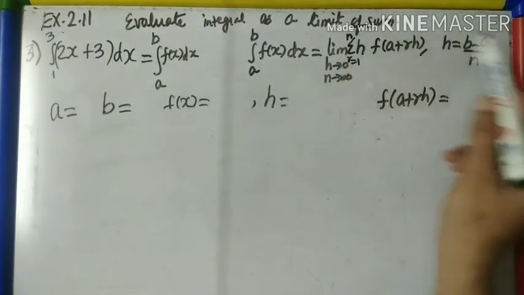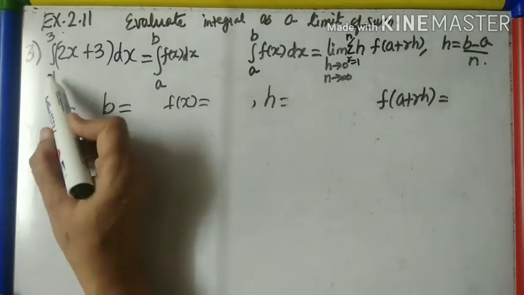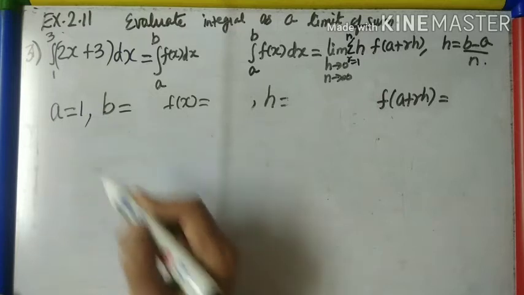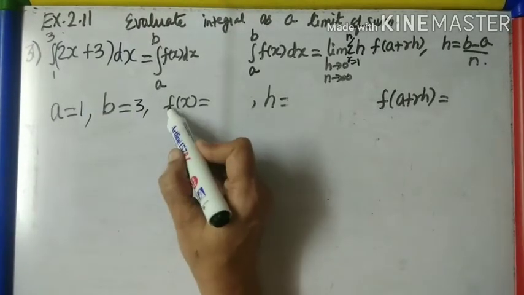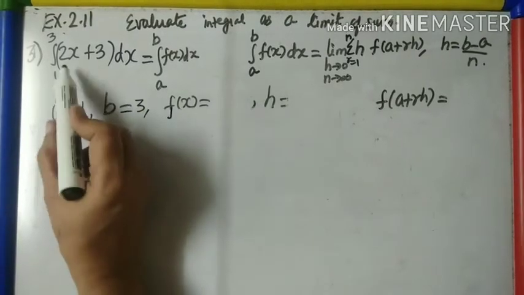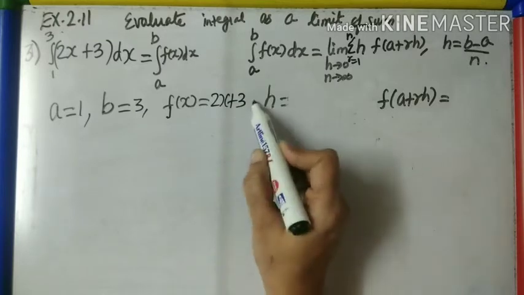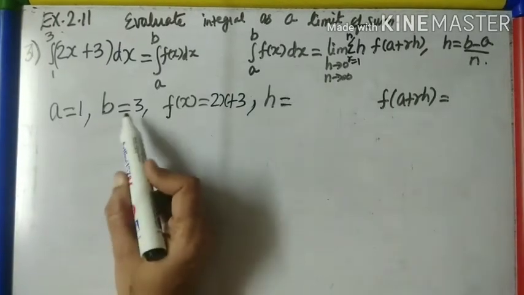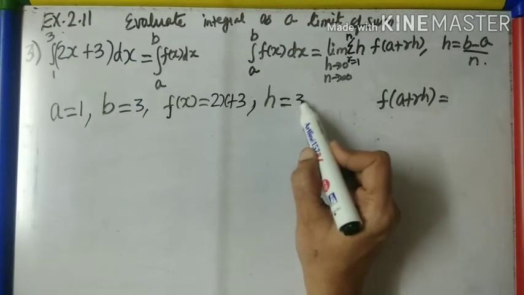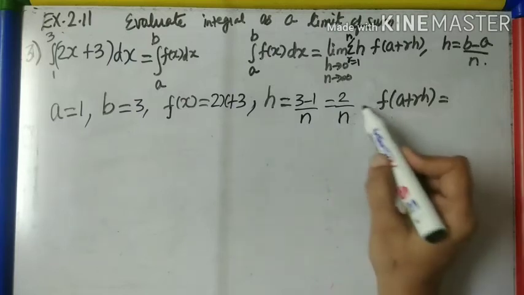Now to apply in the formula, let us find all these things. What is a? The lower number, lower limit. What is b? The upper limit. What is f of x? It is the function 2x plus 3. And what is the h formula? (b minus a) by n. (3 minus 1) by n, which is nothing but 2 by n.